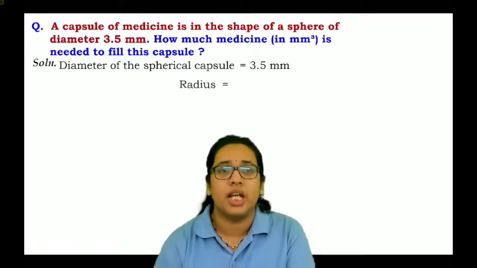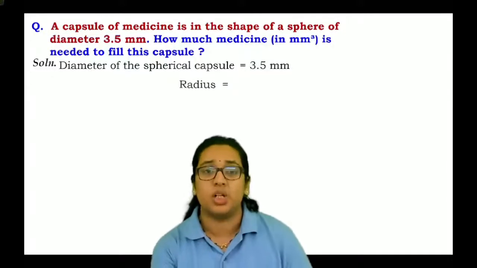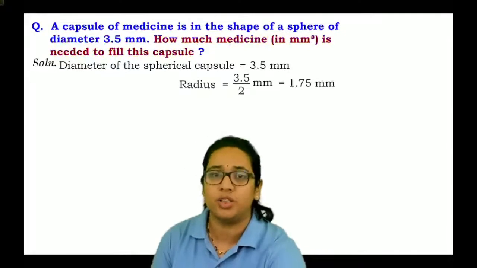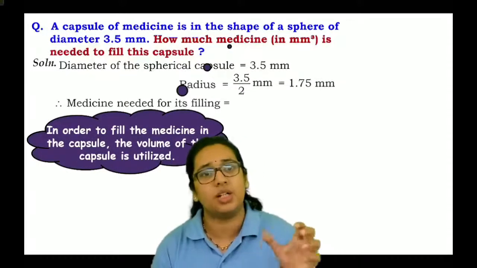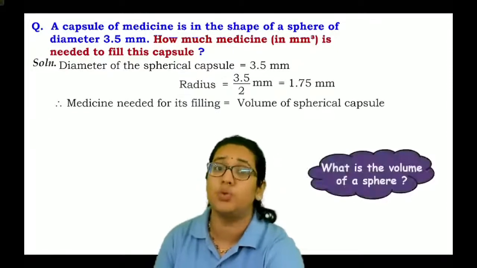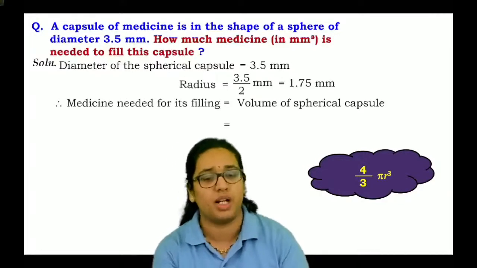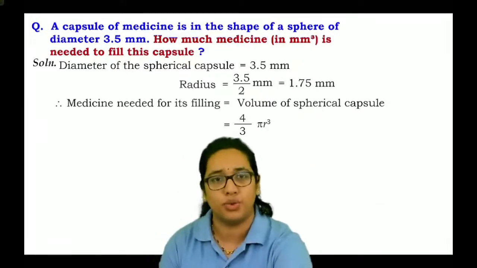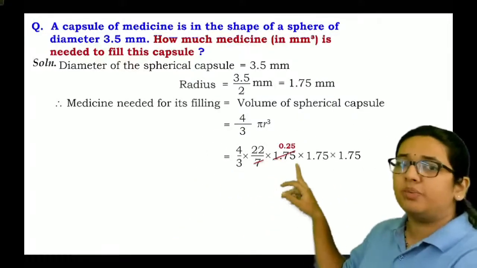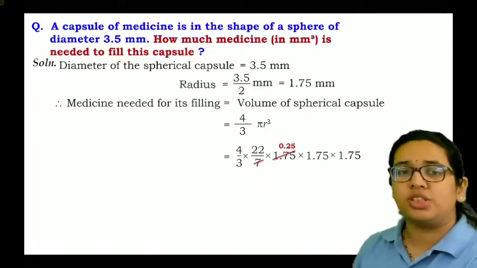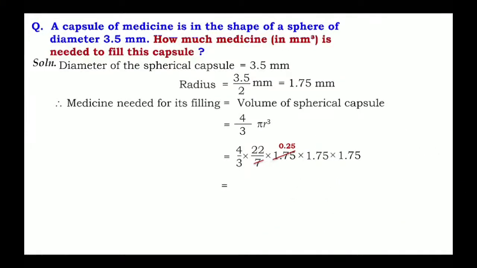And given that diameter of a spherical capsule is nothing but 3.5 mm, so radius is nothing but 1.75 mm. So obviously medicine needed for its filling, it means that आपको volume find out करना है, and volume of a sphere is nothing but 4/3 pi r cube, that is 4/3 times 22/7 into 1.75 cube. Calculations करो, आंसर क्या मिलते हैं? Try to do the calculations.